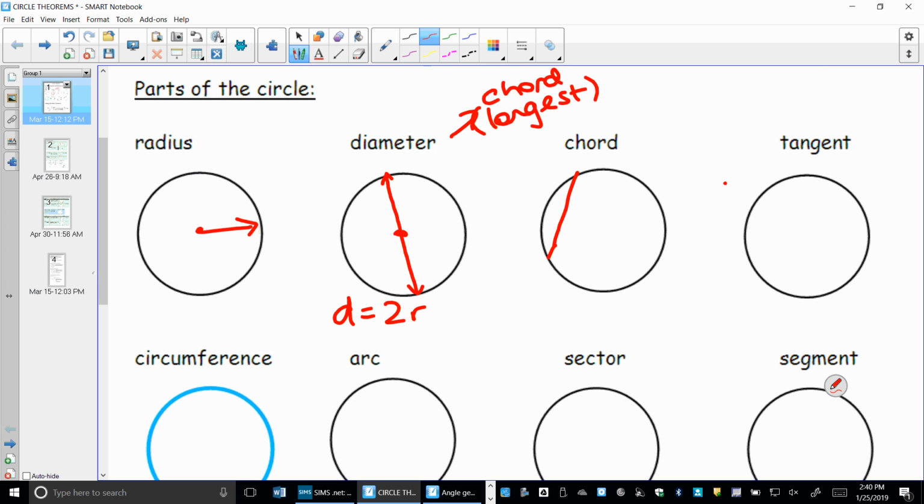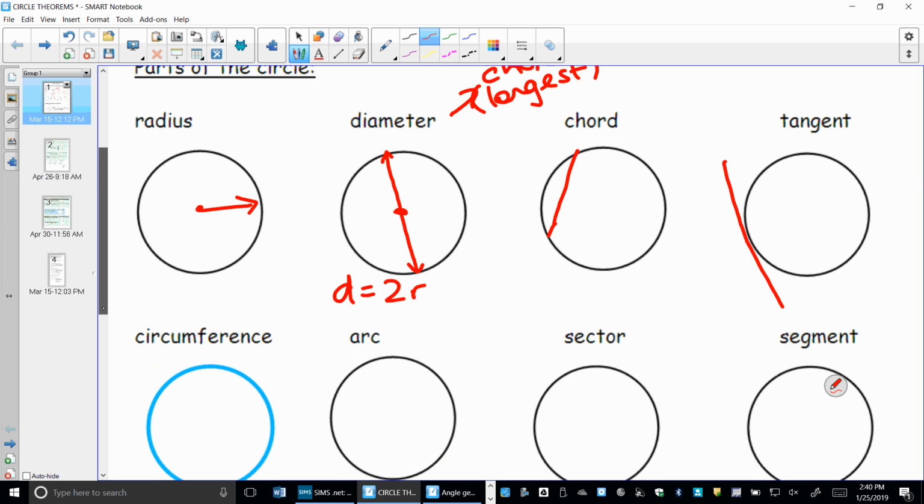Okay, so the tangent is a straight line that just touches the circle edge. Okay, so it's a straight line that just touches the circle edge.